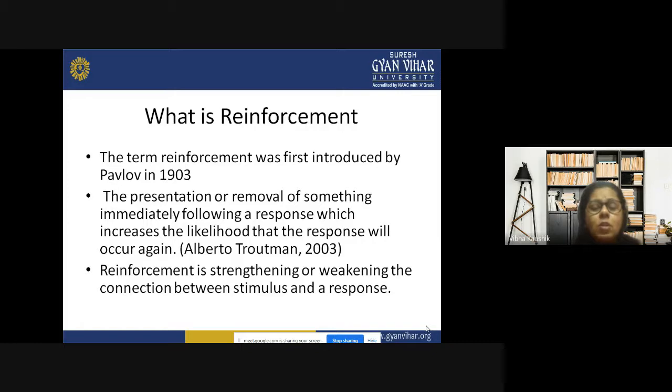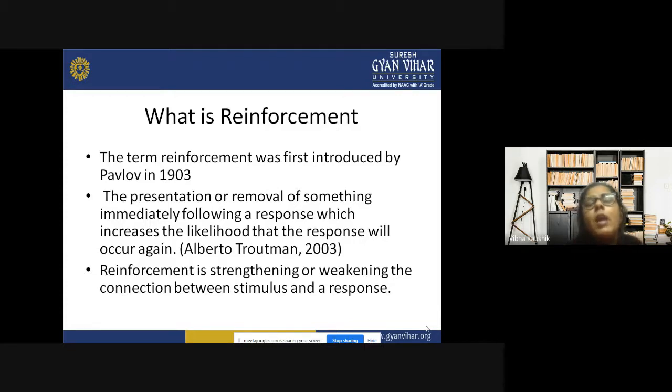Reinforcement is strengthening or weakening the connection between a stimulus and a response. When a student gets reinforcement, that will definitely increase the connection between stimulus and response. If the student does not get any type of reinforcement from the teacher, then it will definitely weaken the connection between stimulus and response.